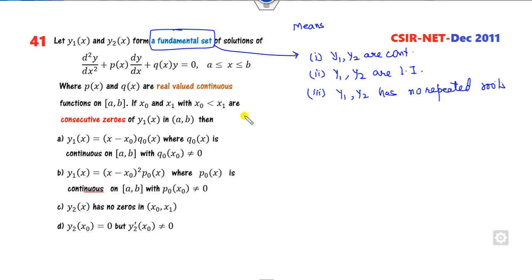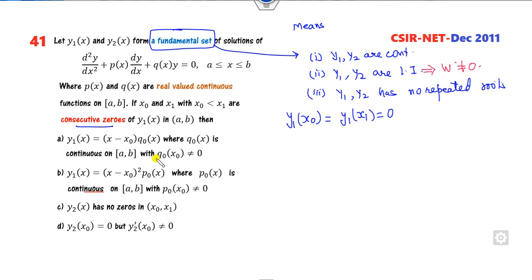Now you can see between any two consecutive zeros x1 and x2, so what is given to you? y1 of x1 is 0. Okay, fine, that's a very simple answer. What is the meaning of that? If y1 and y2 are independent, then the Wronskian is non-zero. Fine. Now we can see that only one correct option is there.